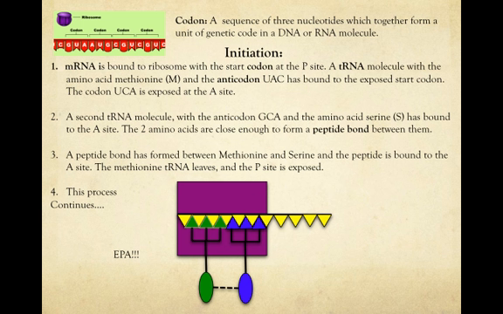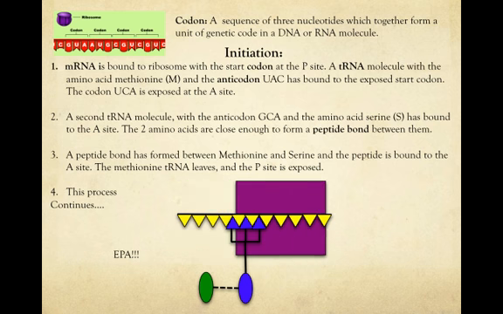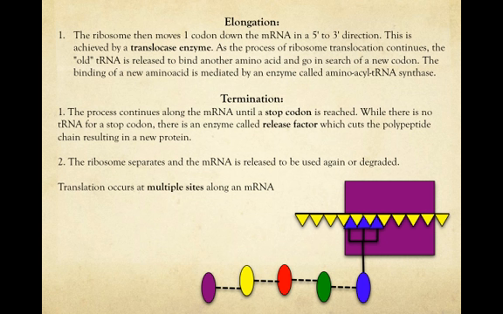A peptide bond is formed between the methionine and serine, and the peptide is bound to the site. And the methionine tRNA leaves, and the P site is now exposed. So this process continues. The three sites are E, P, and A, which is how the process keeps going. And after this process continues, it's elongation. The ribosome then moves one codon down the mRNA in a 5' to 3' direction, and this continues going on until there's a polypeptide chain.